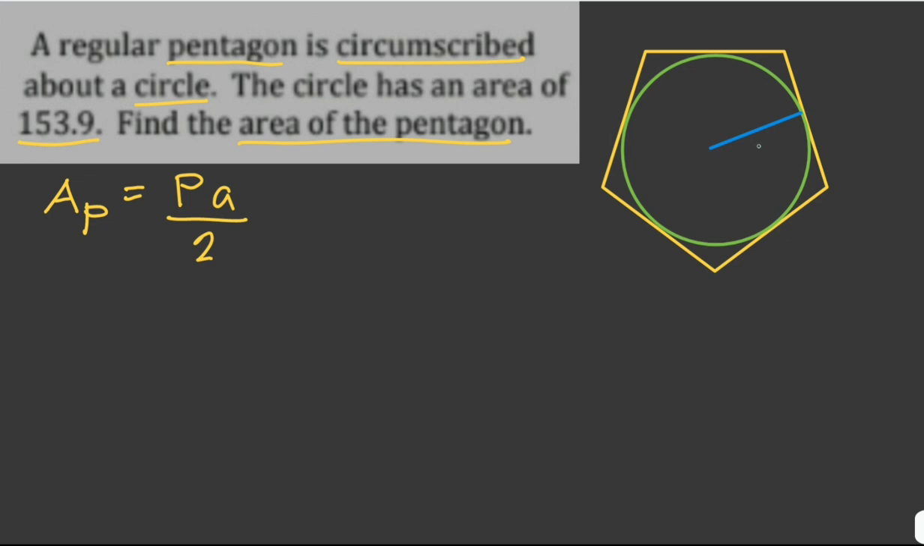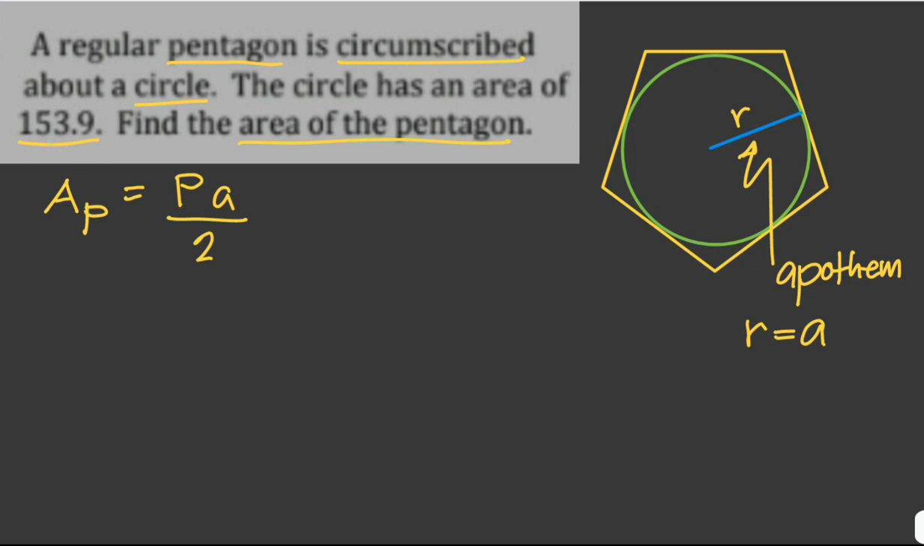So this is the apothem of the pentagon, and this is also the radius of the circle. Therefore, the radius of the circle in this case is equal to the apothem of the pentagon. And now we can start solving.